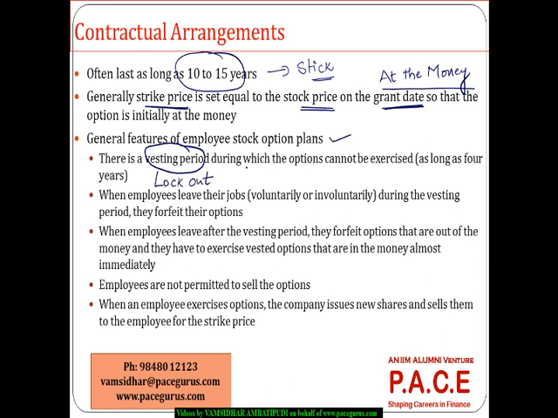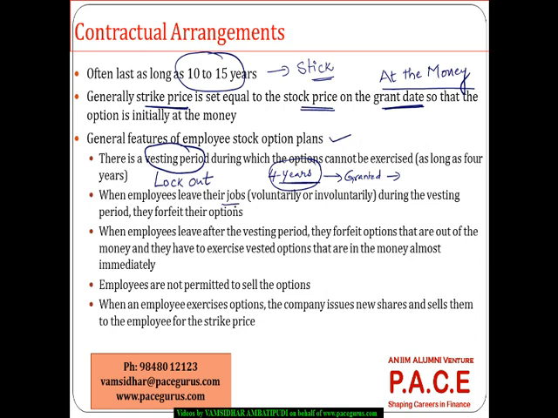The option cannot be exercised. Let's say it's a 4-year vesting period. It means after you join, after you are granted the option, you have to wait at least 4 years to start exercising your option. So there is a kind of lockout period there. Some companies may set it as 1 year, some 2, some 4, whatever it is.